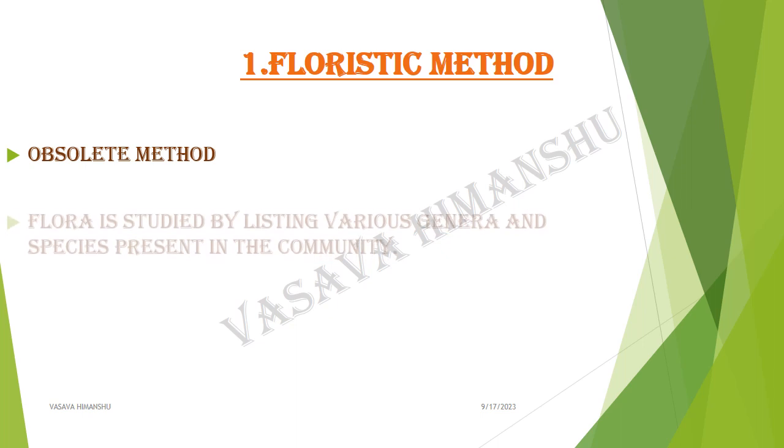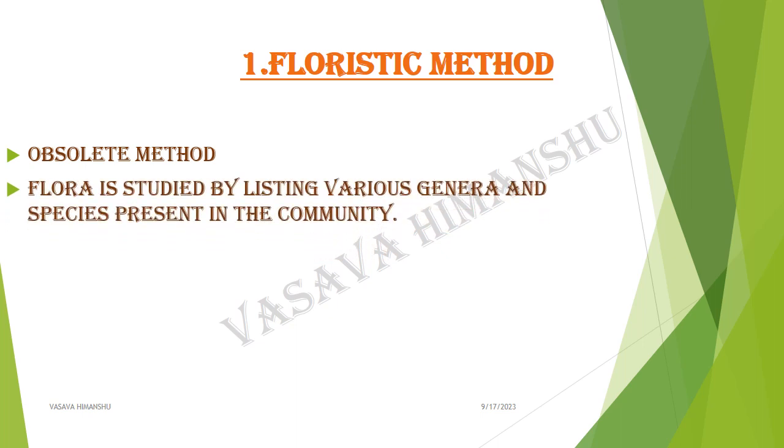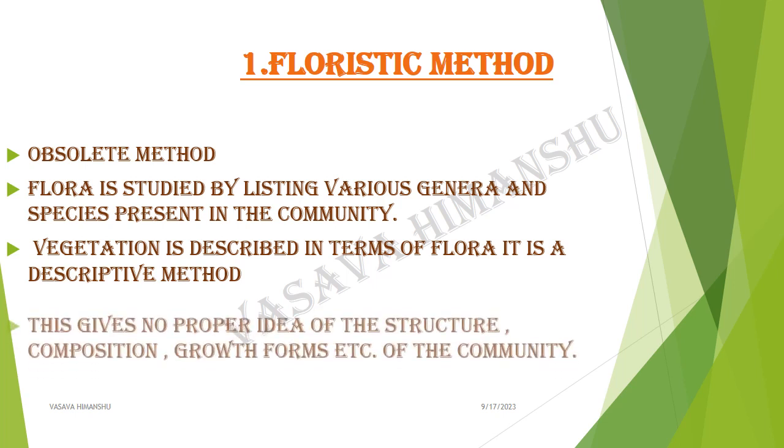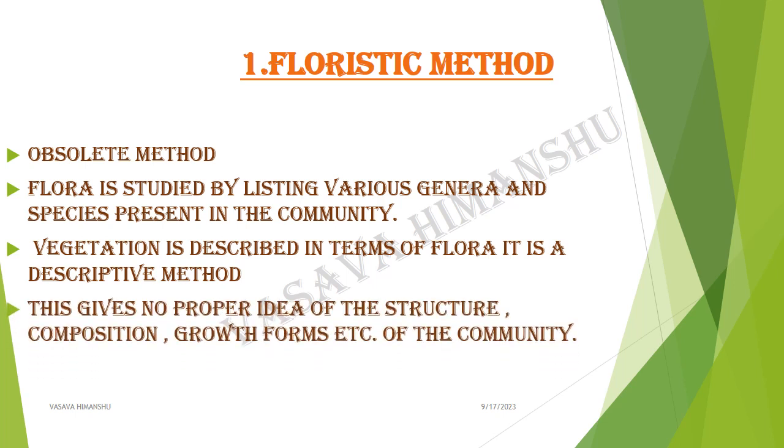It is an obsolete method. Flora is studied by listing various genera and species present in the community. Vegetation is described in terms of flora. It is a descriptive method. This gives no proper idea of the structure, composition, growth form, etc. of the community.